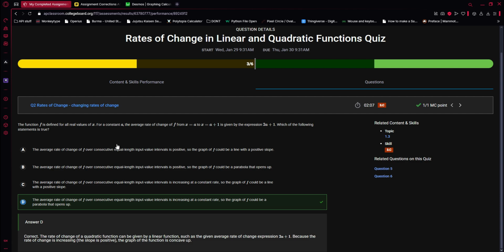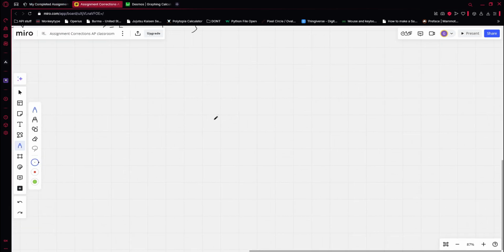Okay, that had a lot of variables in it, and a lot of confusion. The function f is defined for all real values of x. Not really that important, but I guess if we use imaginaries, which we probably won't, it's important. For constant a, so a is just some number, we don't know what it is. Average rate of change of f from x equals a to x equals a plus 1 is given by the expression 2a plus 1.